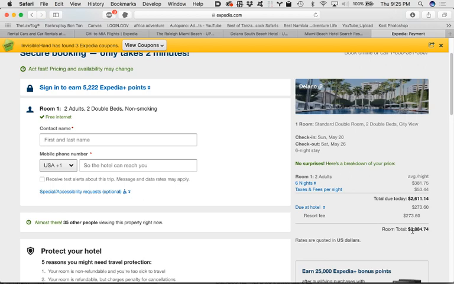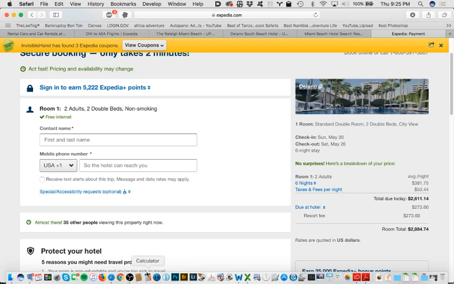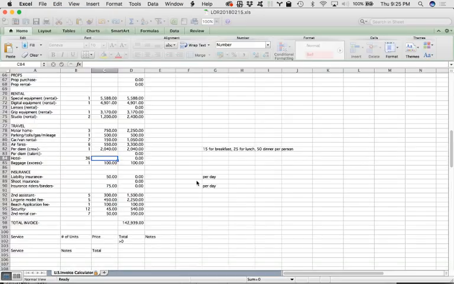$435. No, wait, I'm sorry. That's wrong. I need the $2,884.74 divided by 6. $480. So we were going to quote $380 for the room fee because that's what it said, but the true cost is $480. That's a $100 difference, but I've got it times 36 room nights. That would have been a $3,600 underestimate on this. So, yeah. $480.